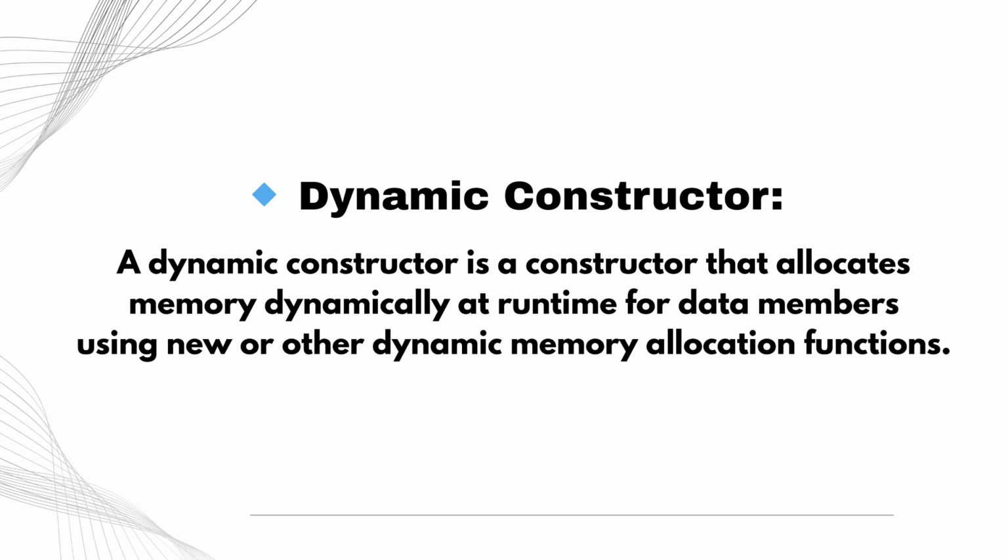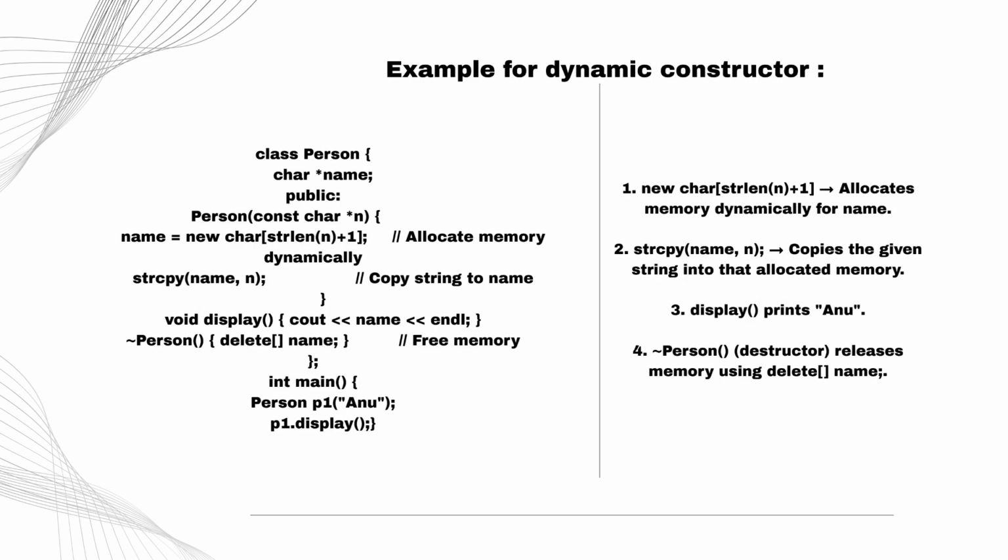Let's see the example of the dynamic constructor. Here, new char allocates memory dynamically for name. The string copy function copies the given string into that allocated memory. Display prints the name. Here, the ~Person function is a destructor function that releases the memory using delete name.